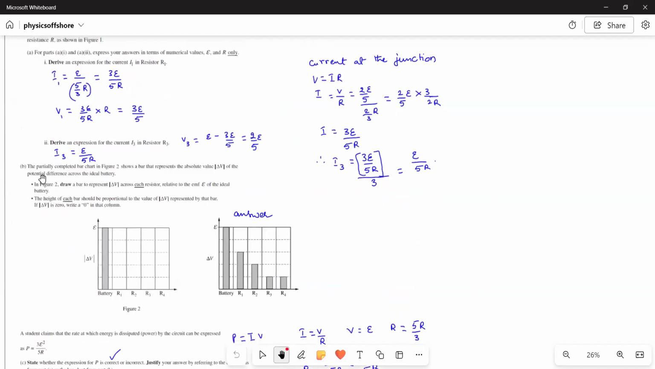B. The partially completed bar chart in figure 2 shows a bar that represents the absolute value of delta V of the potential difference across the ideal battery. In figure 2, draw a bar to represent delta V across each resistor relative to the EMF E of the ideal battery. The height of each bar should be proportional to the value of delta V represented by that bar. If delta V is 0, write a 0 in that column.